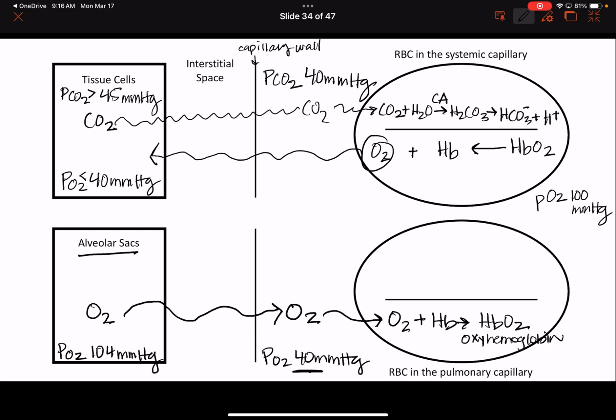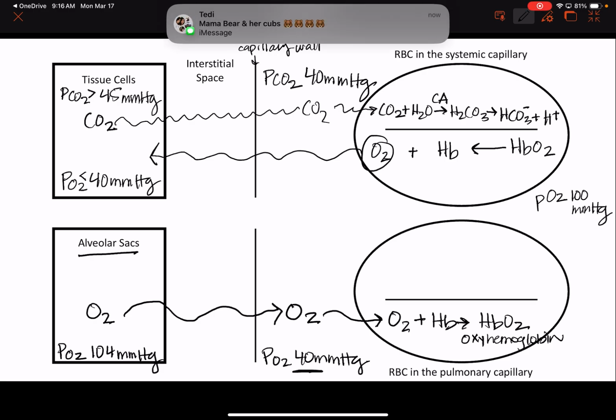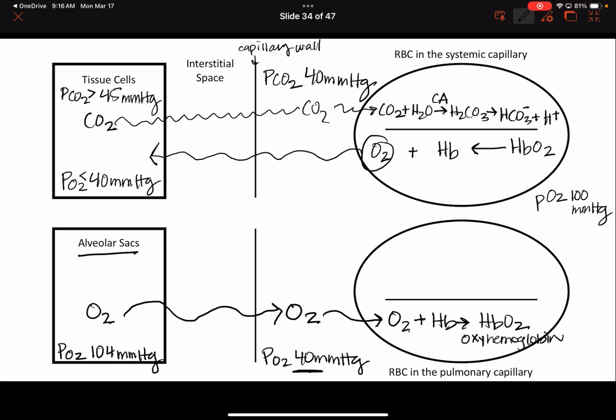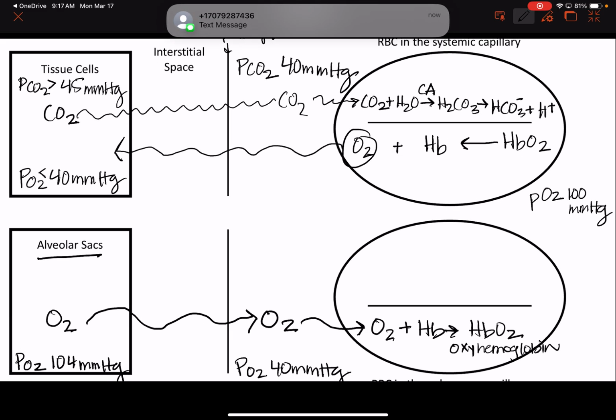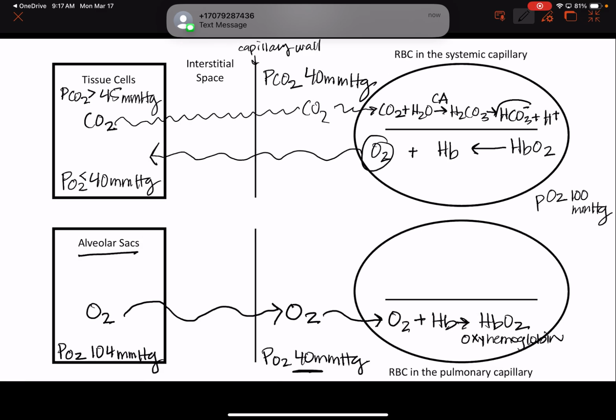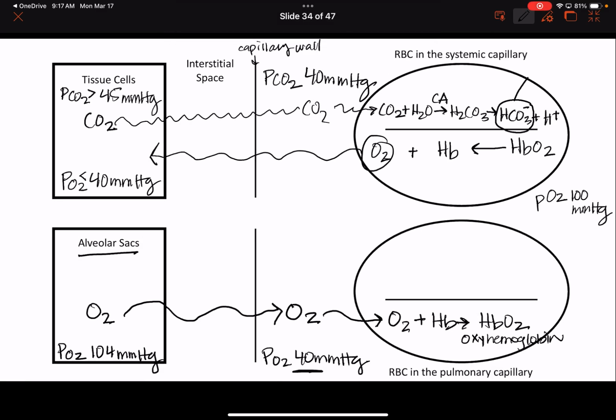Now, when I say that our CO2 is transported as bicarbonate, it is transported as plasma bicarbonate. So it's not meant to stay in this red blood cell. We use the red blood cell because it has the enzyme that's going to carry out this equation, but bicarbonate is not meant to stay inside the cell. It is transported in the plasma, so it's more readily available for our body if we need it. So what's going to happen is we are going to take this bicarbonate and kick it out to the plasma where it belongs.